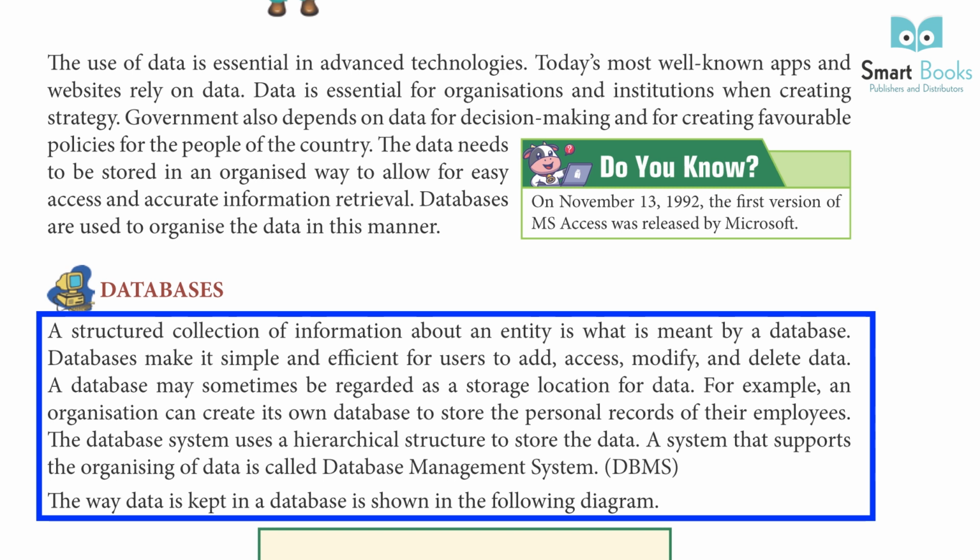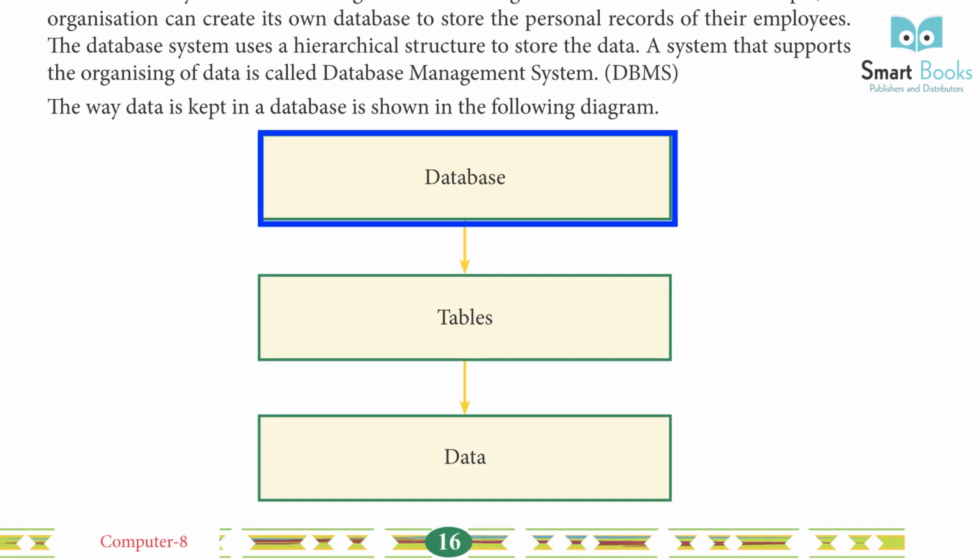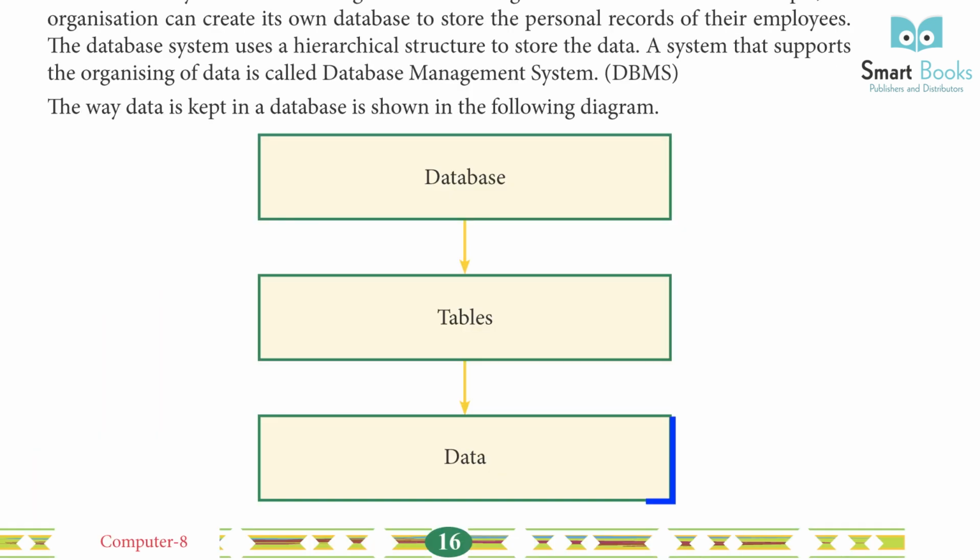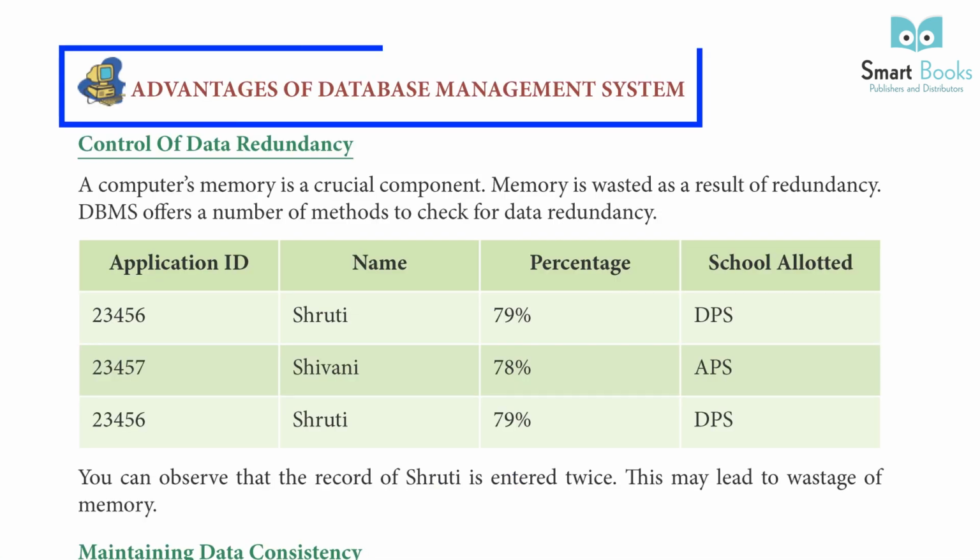The database system uses a hierarchical structure to store the data. A system that supports the organizing of data is called Database Management System, DBMS. The way data is kept in a database is shown in the following diagram. Database, tables, data. Advantages of database management system.